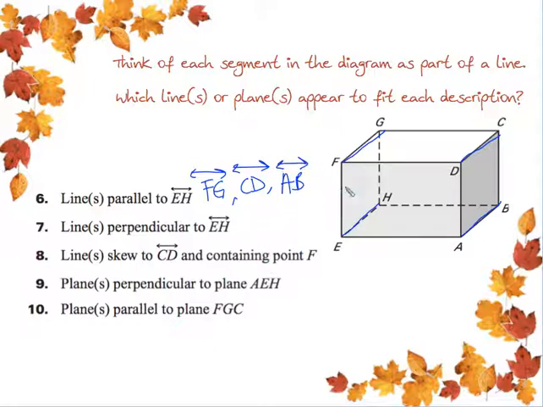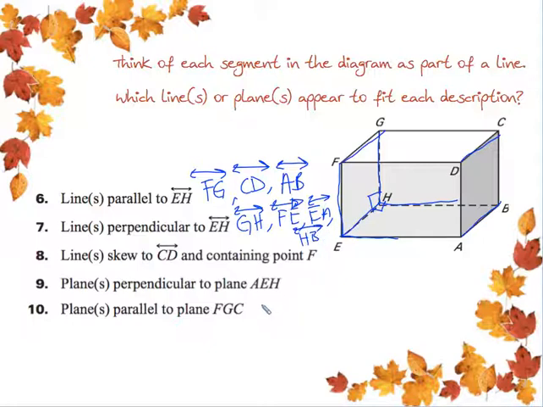Lines perpendicular to EH. So anything perpendicular to that would be this one right here, this one, this one, and this one, because that makes a right angle this way and that makes a right angle that way. So we have line GH, line FE. Sorry, my pen keeps messing up. EA, and let's see, HB is the one we didn't get.